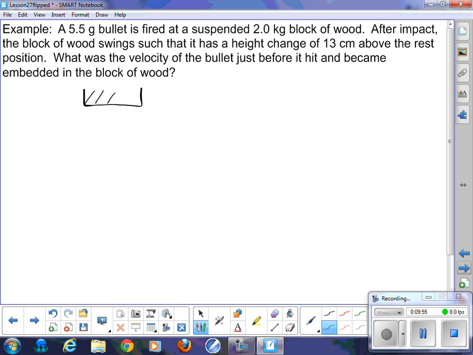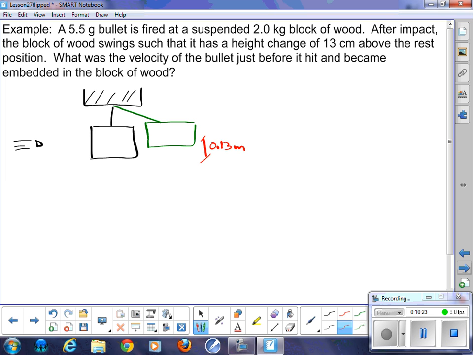So it looks like this. So here's my block of wood, and here's my approaching bullet at a very high velocity. After impact, the wood swings back such that the height changes 13 centimeters. So in green, I'll redraw it. So my block of wood rises up 13 centimeters, which is 0.13 meters. Okay, and now that bullet is embedded inside the wood, so it's gone up. What was the velocity of the bullet just before it hit and became embedded in the block of wood?